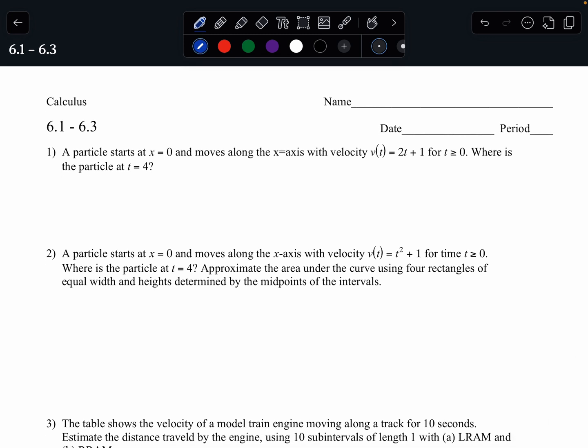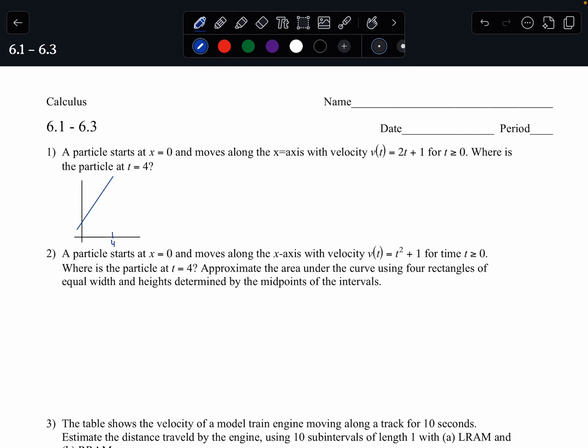So a particle starts at x equals 0, moves along the x-axis with velocity v of t equals 2t plus 1 for t greater than 0. Where is the particle at t equals 4? And so I'm going to draw just a rough sketch of my velocity graph. So this is my velocity graph. We have a y-intercept at 1 and a slope of 2. Okay, so let's say I draw it right there. And then we want to know where the position is going to be at t equals 4.